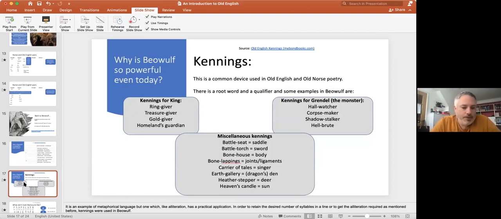So this is the ways that they would describe this monster. So corpse maker is particularly interesting there, isn't it? Shadow stalker.